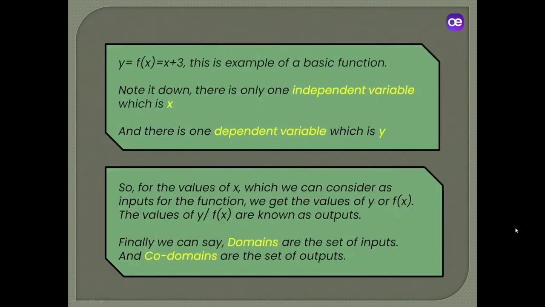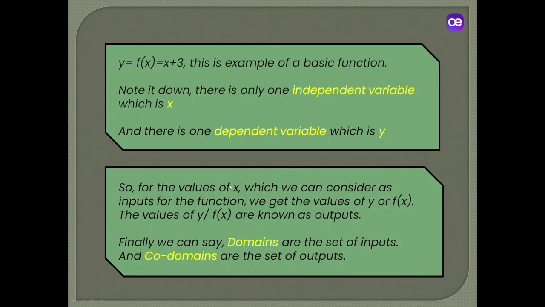This is the basic thing that we are discussing. Here we can see y is equal to f of x is equal to x plus 3. This is an example of a basic function. Note it down. There is only one independent variable, which is x. X is the independent variable I told you before, and there is one dependent variable, which is y, the dependent variable that I told you before.